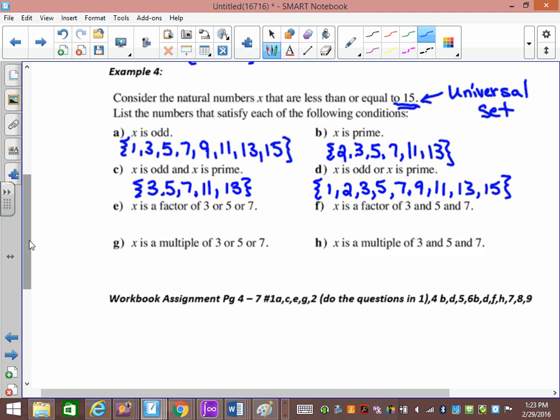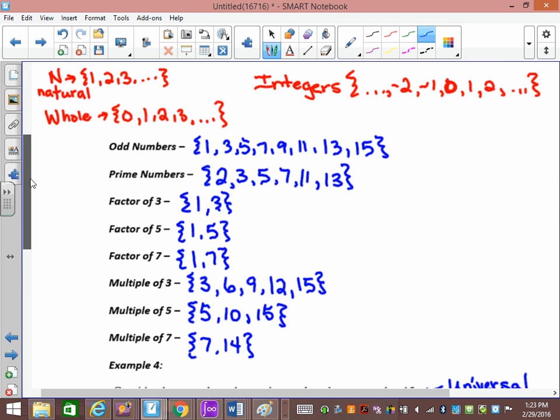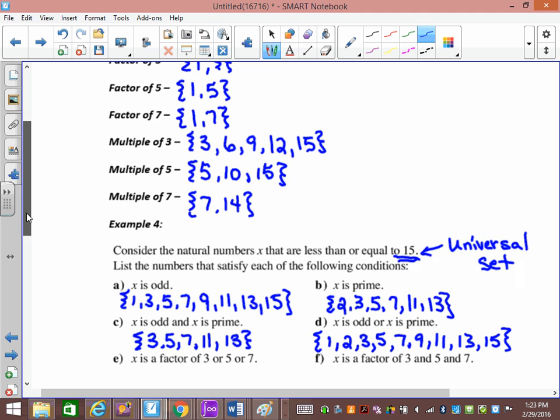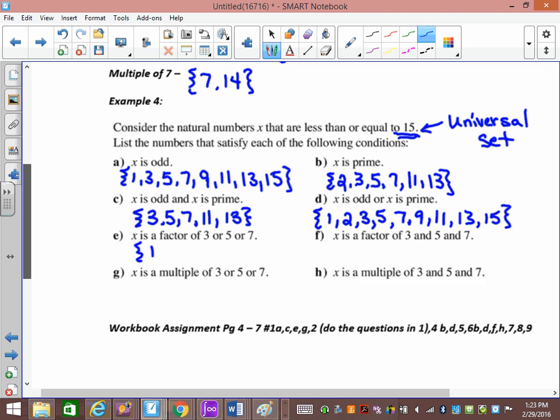So now we have factors of 3 or 5 or 7. So what does that mean? If you're a factor of 3, 5, or 7, we're going to use those numbers and write them. Now, 3, 5, and 7 all share the number 1. So do I write 1 3 times? No, I just list it once. So factors of 3, 5, or 7 are the numbers 1, 3, 5, and 7. Because it's or, I list anything in either or.